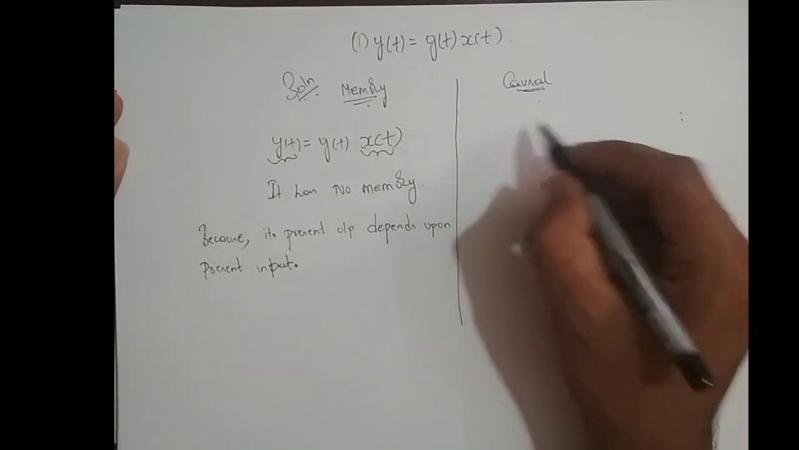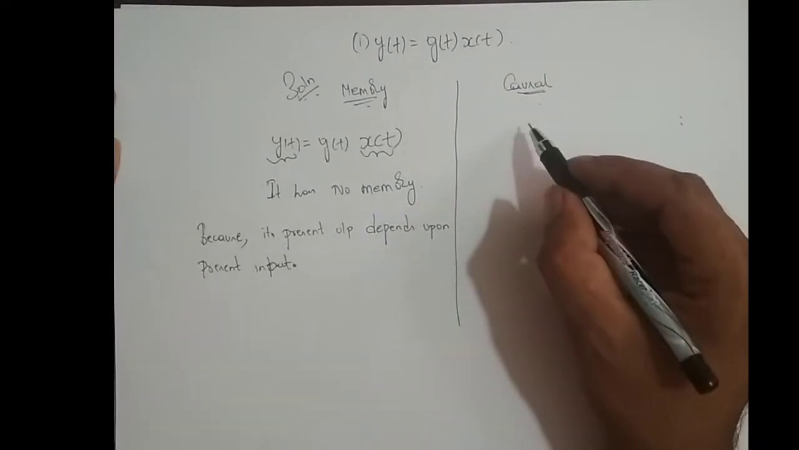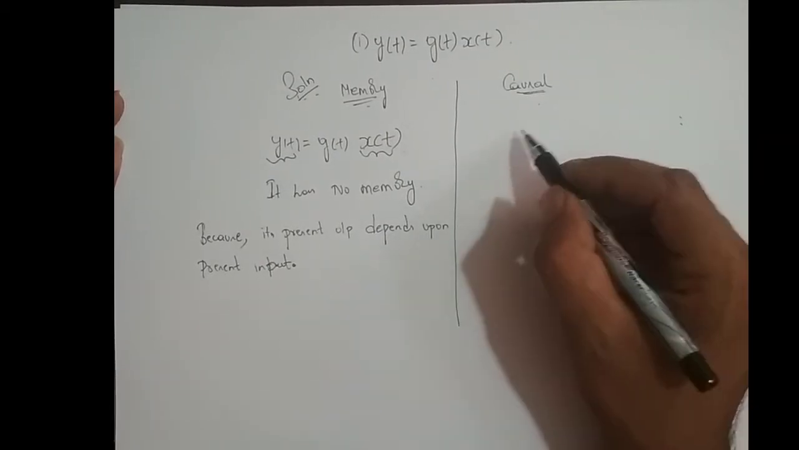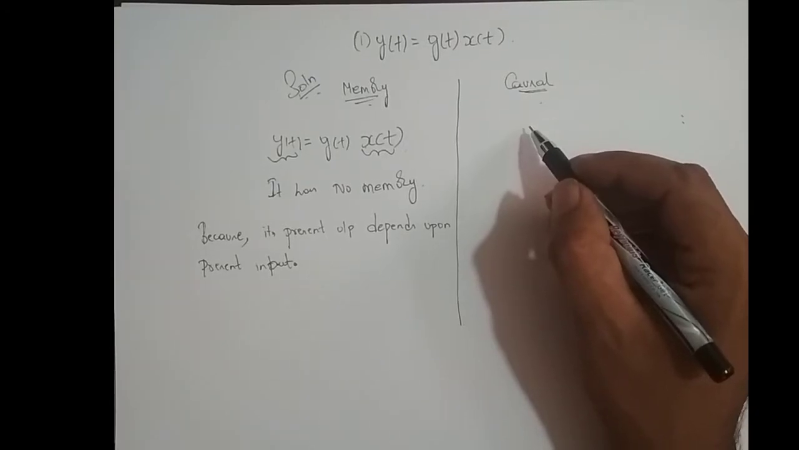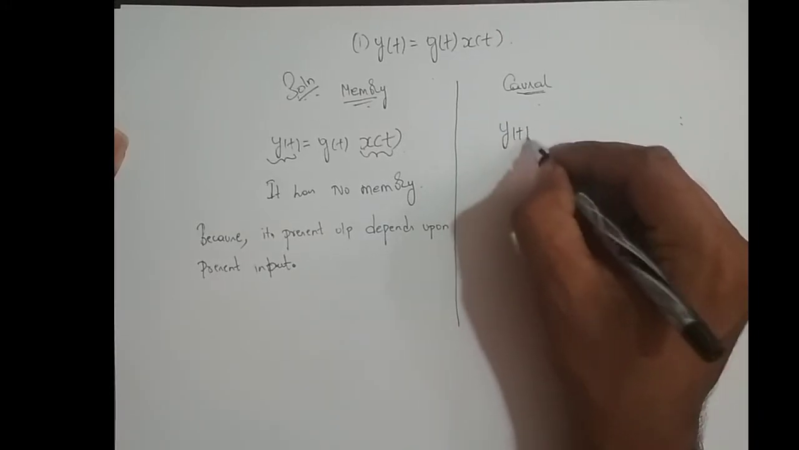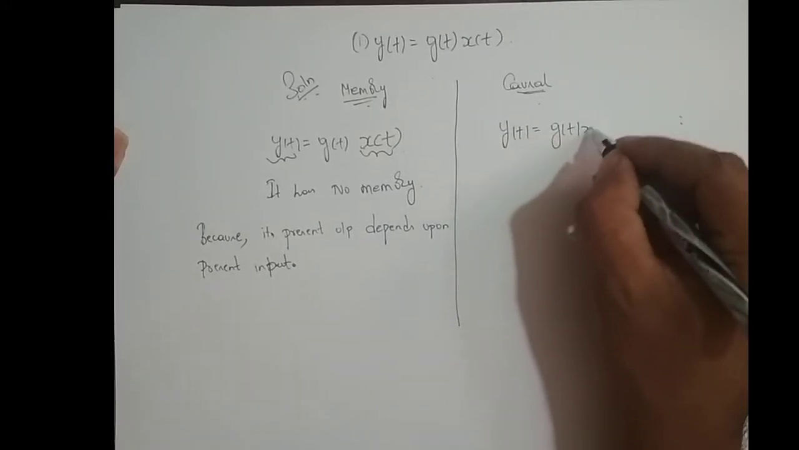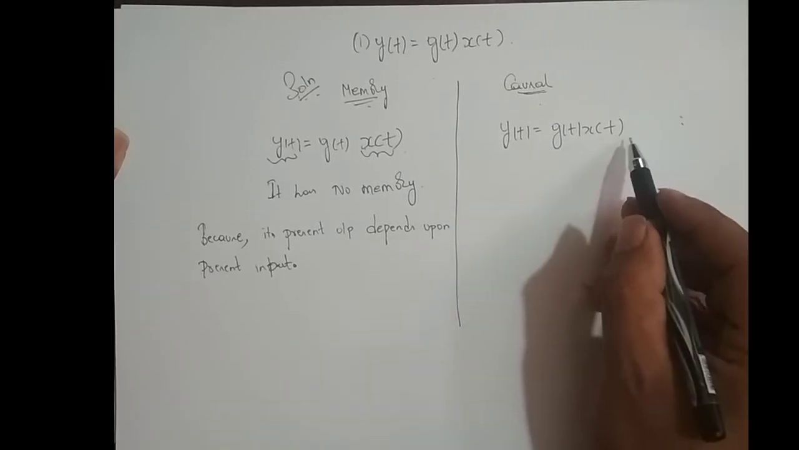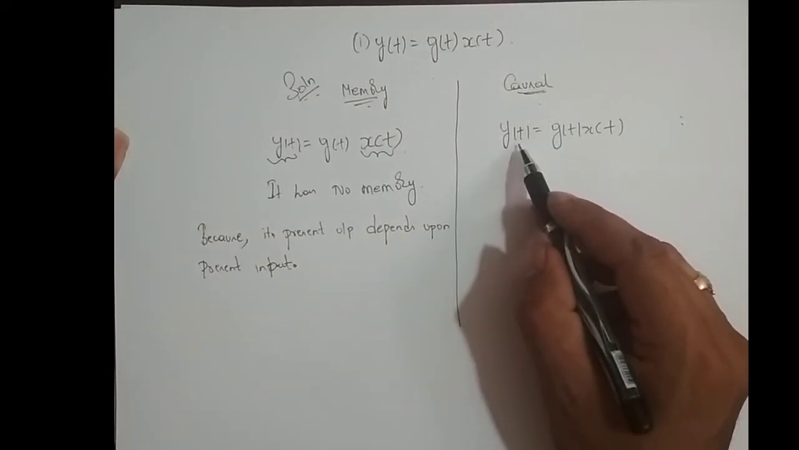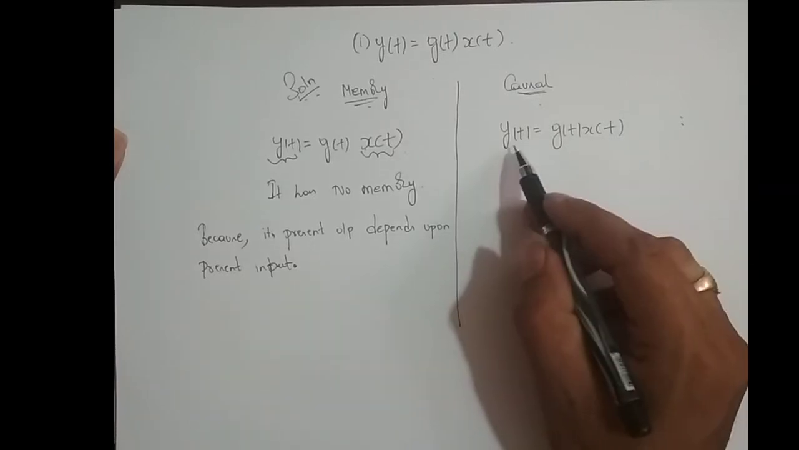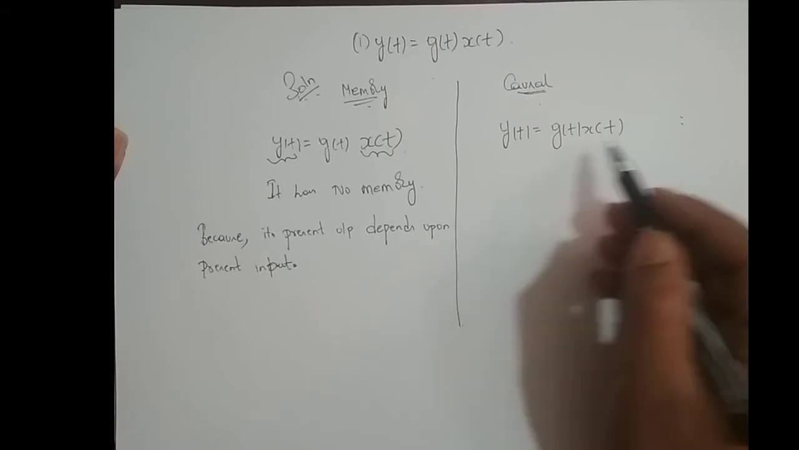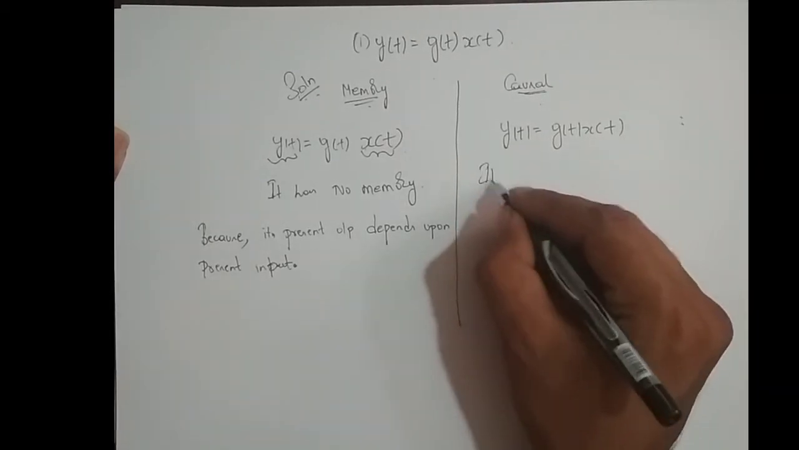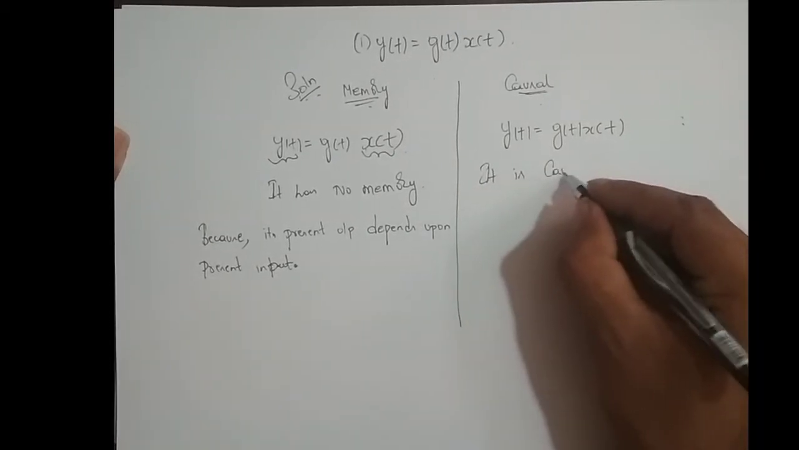Now what is the definition for causality? Let me define non-causal. If the present output depends upon future input value, then the system is called non-causal. Now y of t is equal to g of t into x of t. Does this depend upon future value? No. Here the current output depends upon the current input value. So the system is causal.